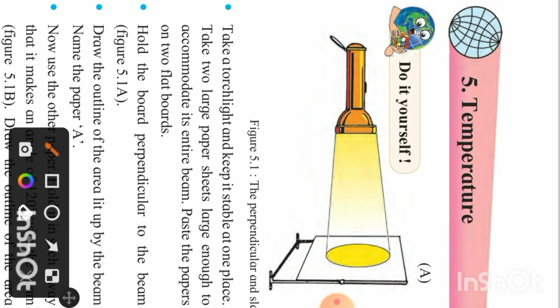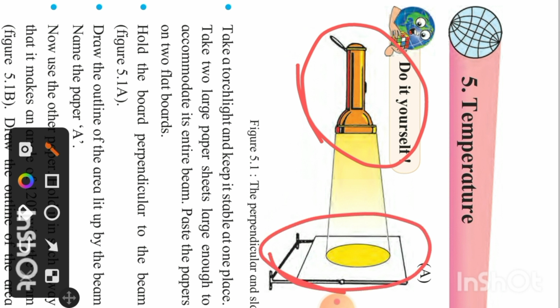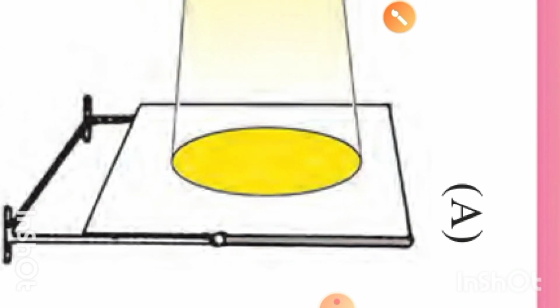if you notice that this torchlight is straight and the paper board is straight as well, so it's receiving straight, means perpendicular torchlight. When it receives perpendicular torchlight, the circle which you can see, okay, it's a proper circle.